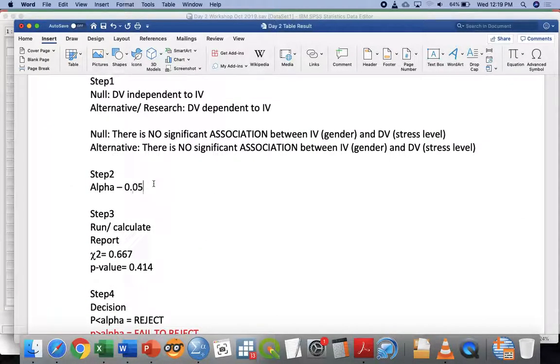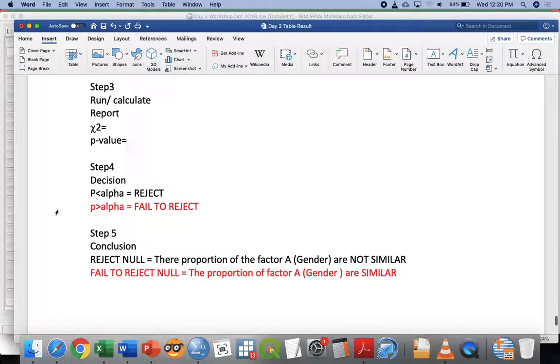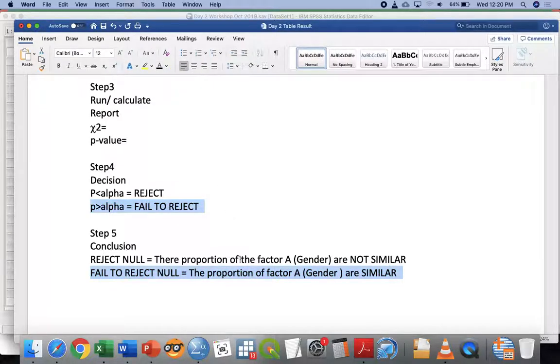So your alpha value is equal to 0.05, and you must run and report, and you must also indicate your p-value, and last but not least, you must make a decision. This one is a little bit different because you are no longer talking about whether the proportion is similar or not similar. You are talking about whether there is a significant association between IV and DV. This is the concept, ladies and gentlemen.